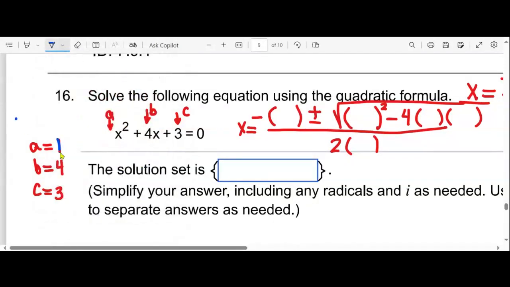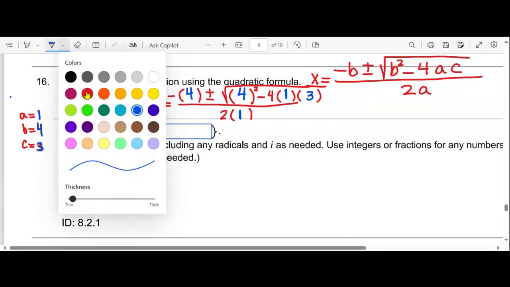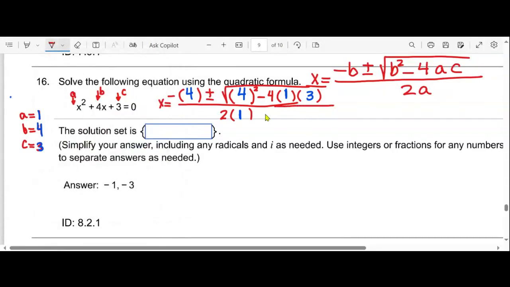Now I'm gonna put the values. Okay, so a is how much? 1. Right. Okay, so I'm gonna put 1 here. How much is b? 4. So 4 and 1 is here. What about c? 3. Okay. Now, what should I do next? I have to square the 4. It becomes what? 16.